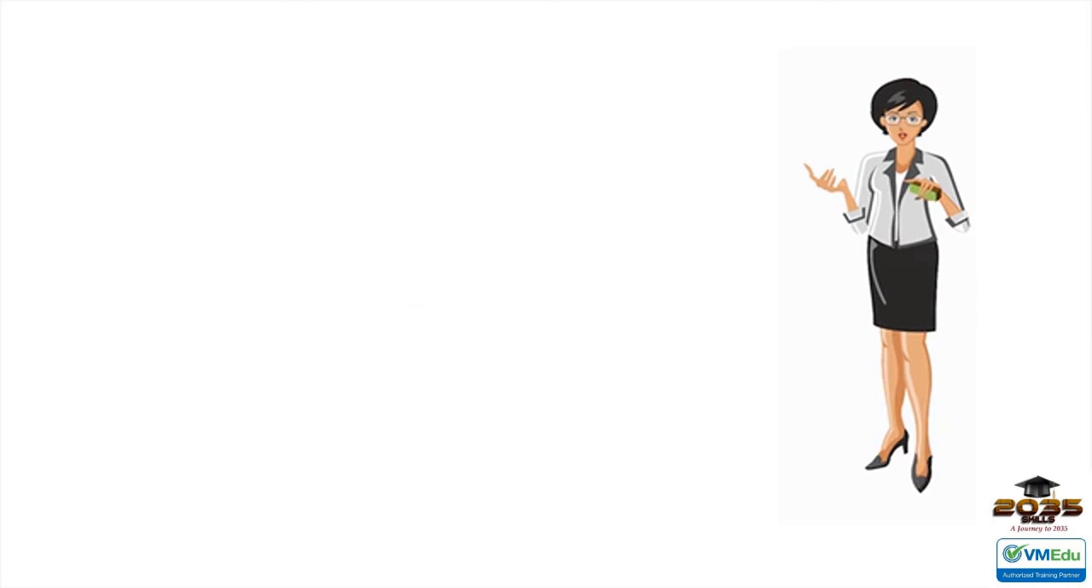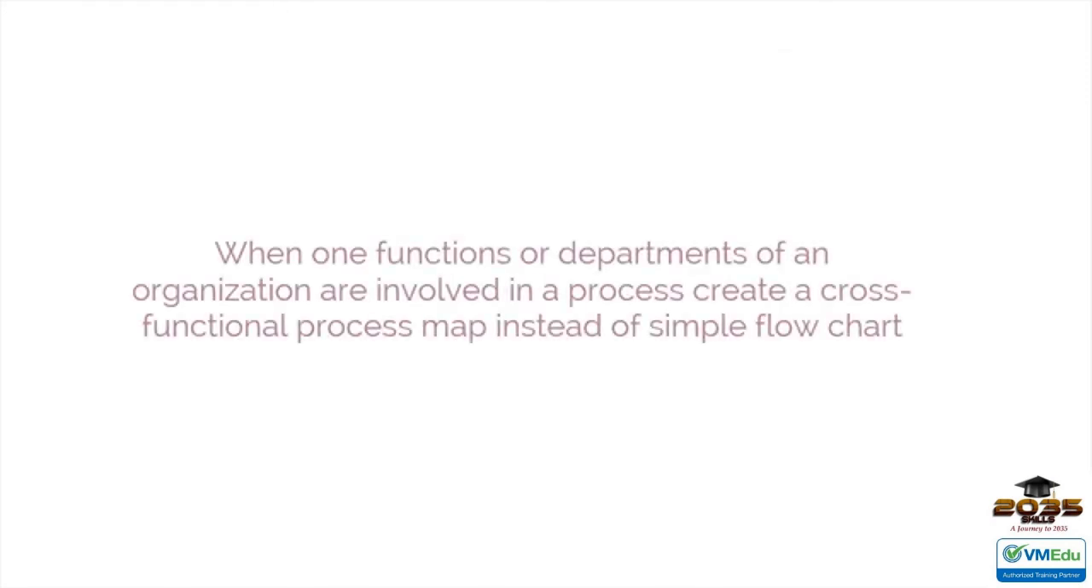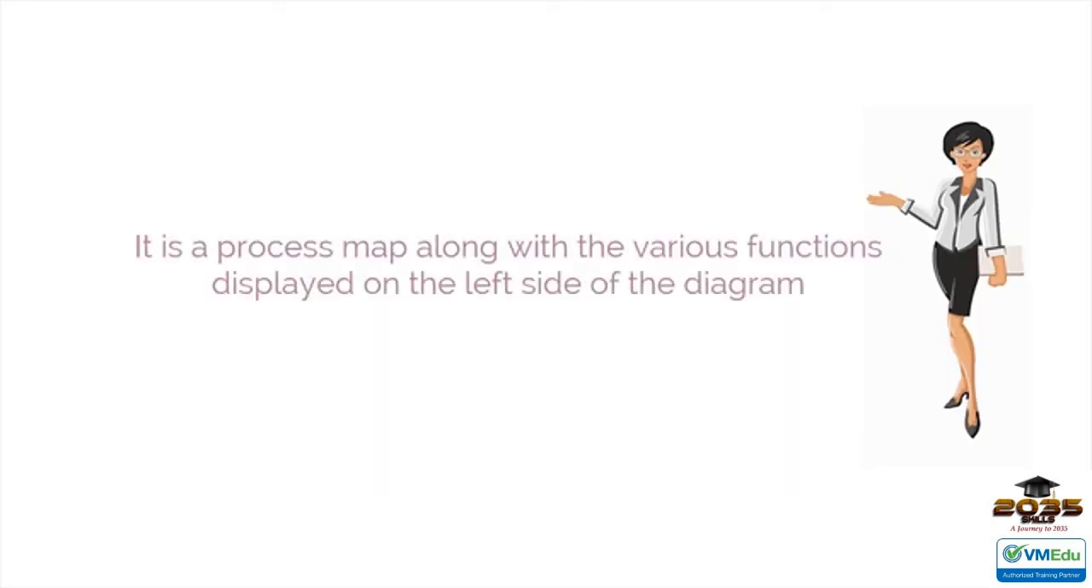Next, we will discuss the cross-functional process map. When more than one function or department of an organization is involved in a process, which is very likely in general, then we need to create a cross-functional process map instead of a simple flowchart. It is the simple process map along with the various functions displayed on the left side of the diagram.